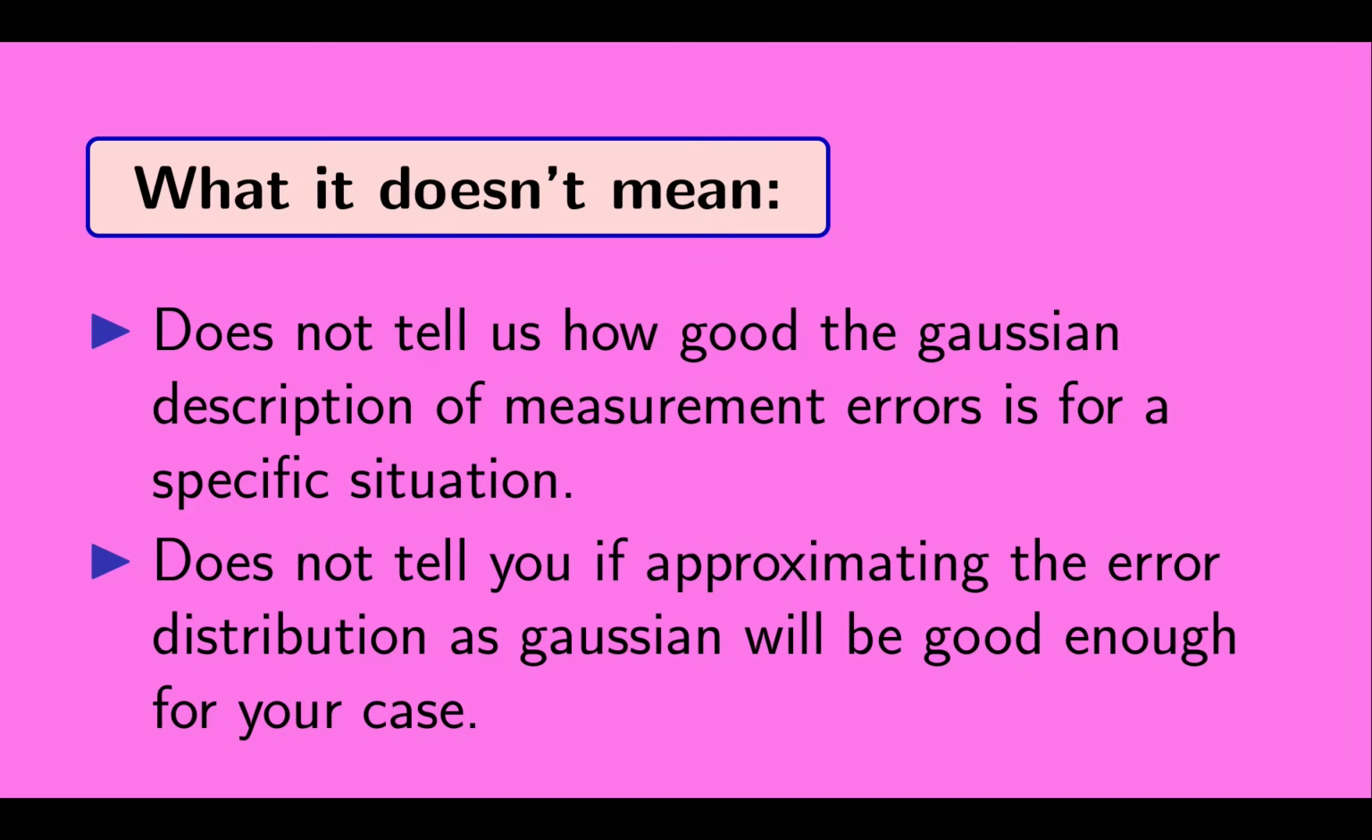What it doesn't mean. It does not tell us how good the Gaussian description of measurement errors is for a specific situation, and it doesn't tell you if approximating the error distribution as Gaussian will be good enough for your case.